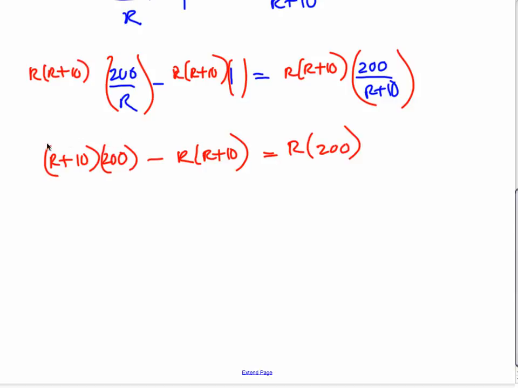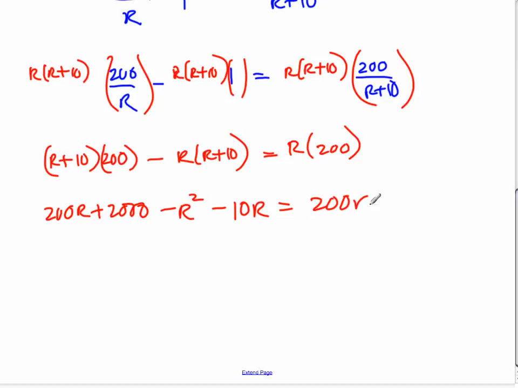Let's use distributive there, so it'd be 200r plus 2000. And then here, distribute again, careful with that negative, so it'd be minus r squared minus 10r equals 200r.